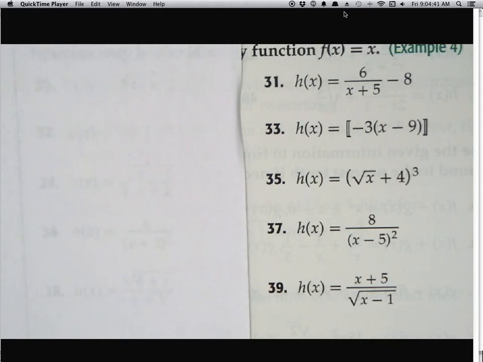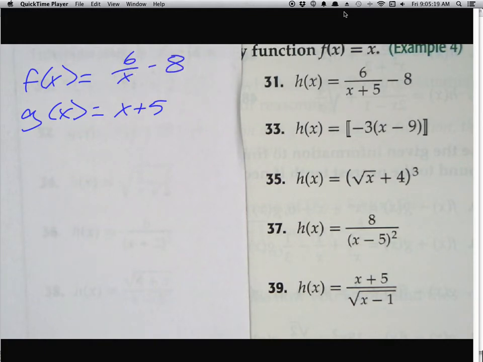Okay, so I have h of x equals 6 over x plus 5 minus 8. So my job is to figure out what f is and what g is. Now I always want g to be the function that was put inside of f to end up with what I got. So g is the inside. f is the outside. So any thoughts on what g might be on 31? x plus 5. So if g is x plus 5, what does that mean f is? 6 over x minus 8.